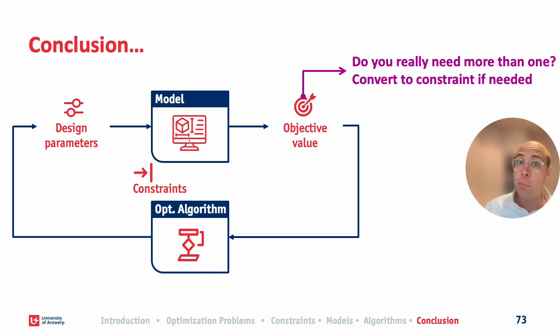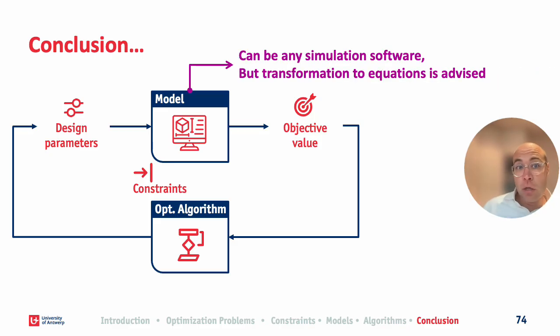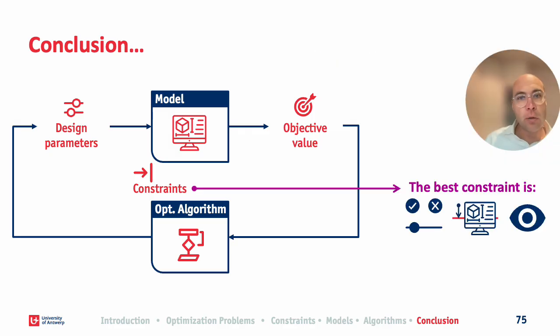Do you really need more than one objective value? Can you convert one of them into constraints? You can run models in simulation or transform them maybe to equations. That's a good practice if it's possible. Your best constraint is a known constraint that you can define a priori and that you can quantify.